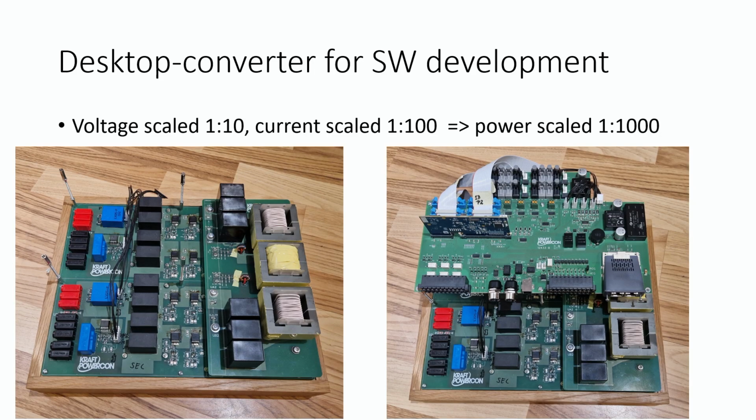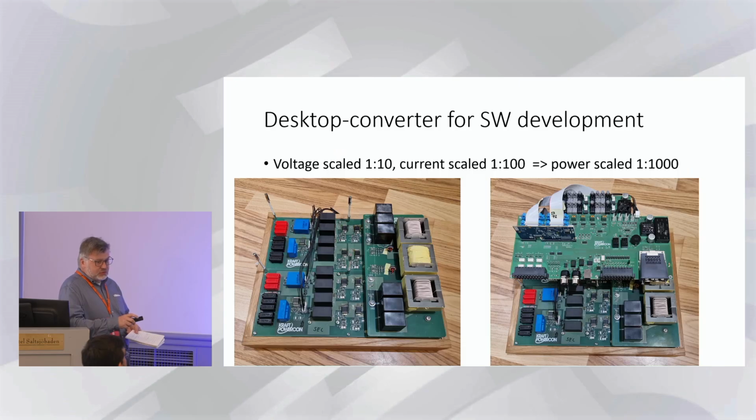About software: when you develop software, it's not fun to test 1000 volt, 500 amp control algorithms. If something goes wrong, you have a real bang. So we developed a desktop converter for software development, where we have scaled the voltage 1 to 10 and the current 1 to 100, so the power is scaled 1 to 1000. From the software point of view, this works exactly as the big converter, so we can do the software test on the desktop instead.